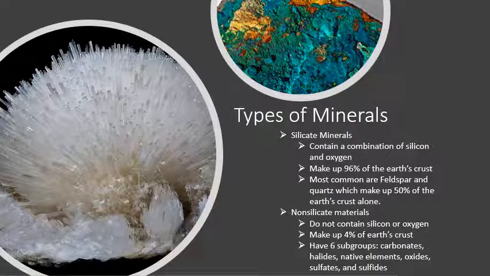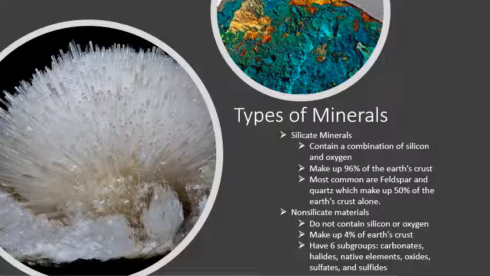Alright, so there's a couple types of minerals. There's silicate minerals. They contain a combination of silicon and oxygen. They make up about 96% of the Earth's crust. Most common are feldspar and quartz, and those 2 alone make up 50% of the Earth's crust.